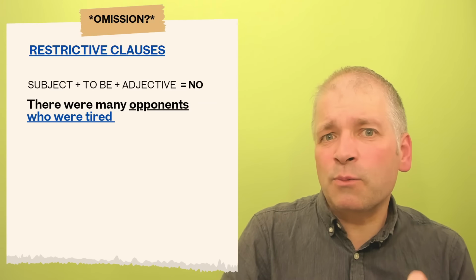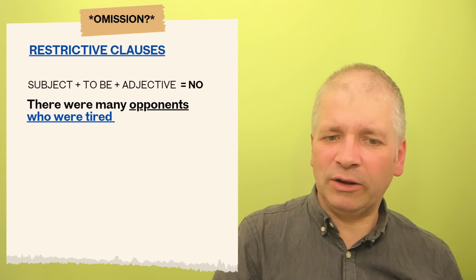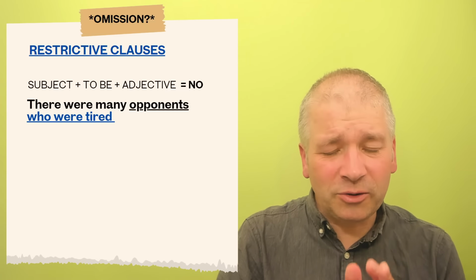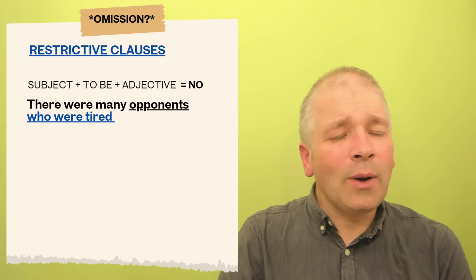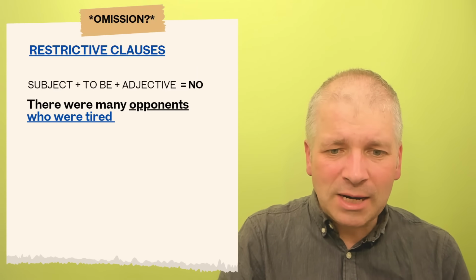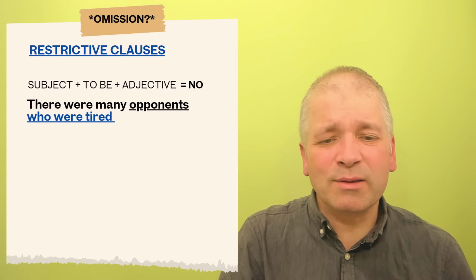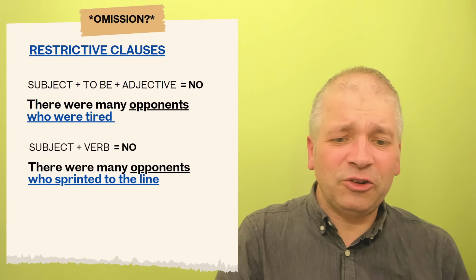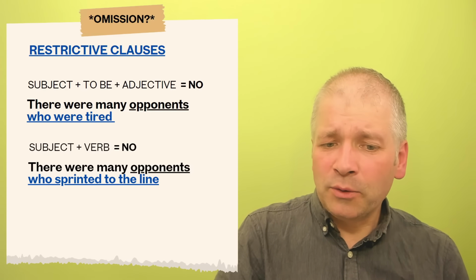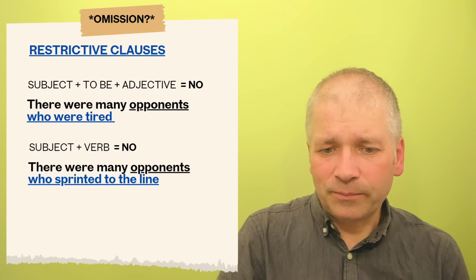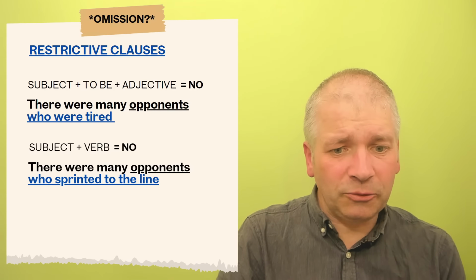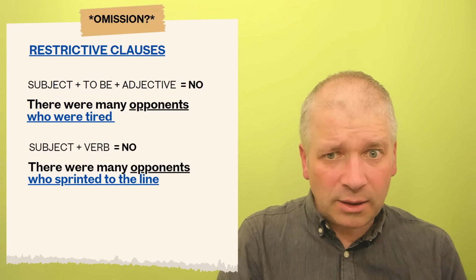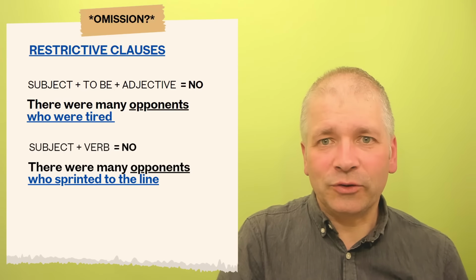Now there are some instances where you cannot leave out the relative pronoun. If you have the relative pronoun as the subject followed by to be followed by an adjective, you have to say everything. There were many opponents who were tired. We can't say there were many opponents tired. Also, if it's the subject and the verb, there were many opponents who sprinted to the line. So here, who is the subject, sprinted is the verb. It's not to be, we have to say them all. We cannot leave it out.